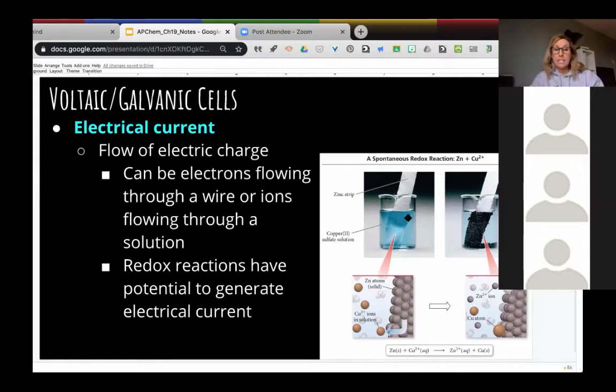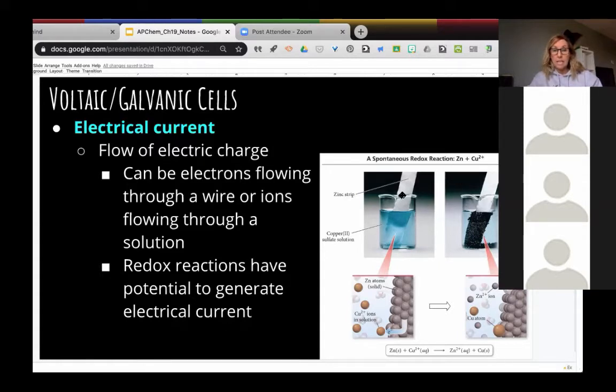So if we look at the example here, these are both spontaneous redox reactions. If I put a zinc strip into a copper solution, then the zinc ions are going to go into solution, and then those copper ions are going to deposit themselves on that piece of zinc. So there's actually a redox reaction happening here.